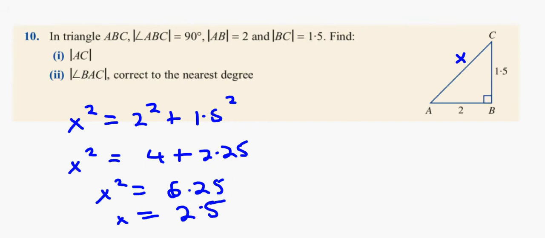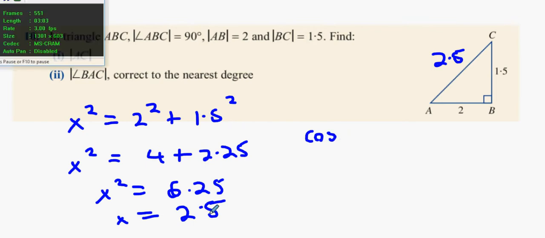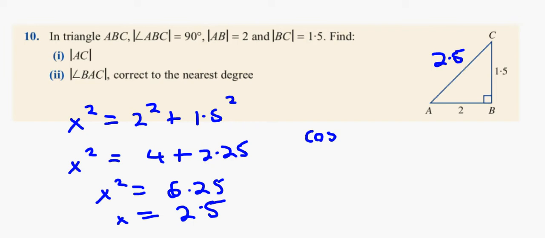Great. Now, you have a choice next. Find the angle. There's several ways to get this answer. I could use cos inverse, adjacent over hypotenuse. What's the adjacent? We're talking about the angle BAC, so we're talking about this angle here. What's the adjacent? The adjacent is 2. What's the hypotenuse?